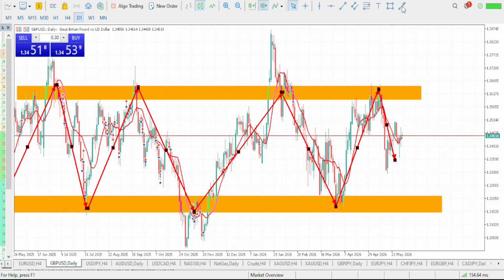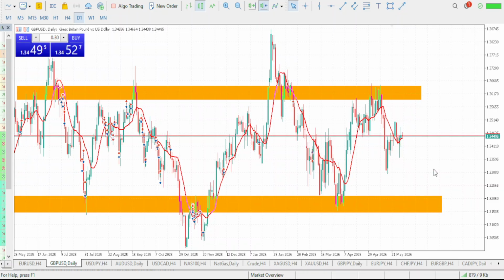The market is pushing up one more time to come to retest this resistance level. So guys, we should be expecting GBPUSD to come back to retest this resistance level and then eventually drop. That is what we should be expecting.